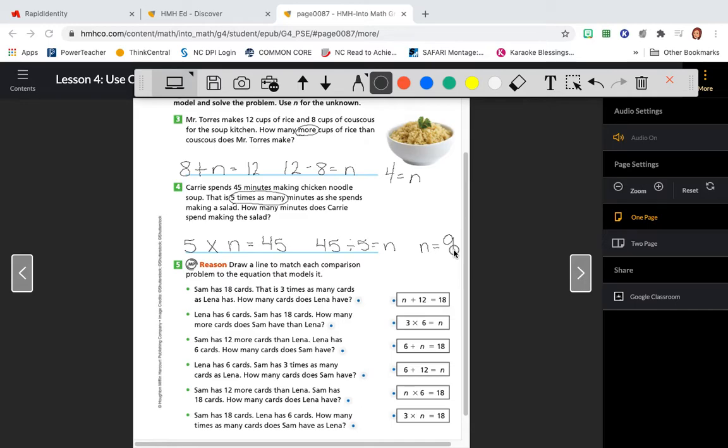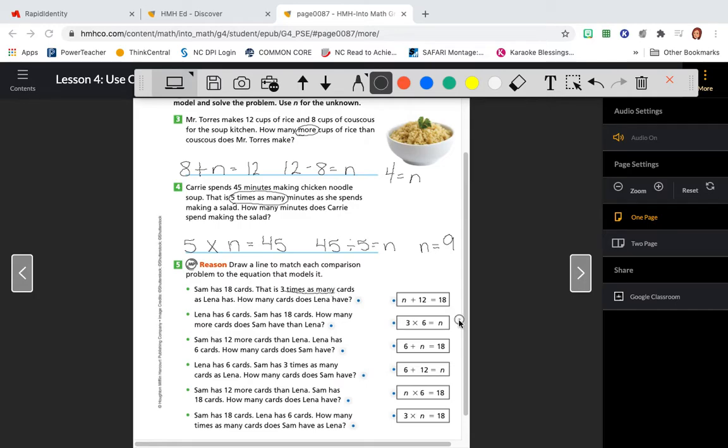Let's look at number 5. It says draw a line to match each comparison problem. So your comparison problems are written with words, and you match them to the equation using symbols that models it. So let's look at the first one. Sam has 18 cards. That is 3 times as many cards as Lena has. How many cards does Lena have? Well, first of all, we know 3 times as many. We're looking for a multiplication equation. So that kind of takes some of our answers out of the running.